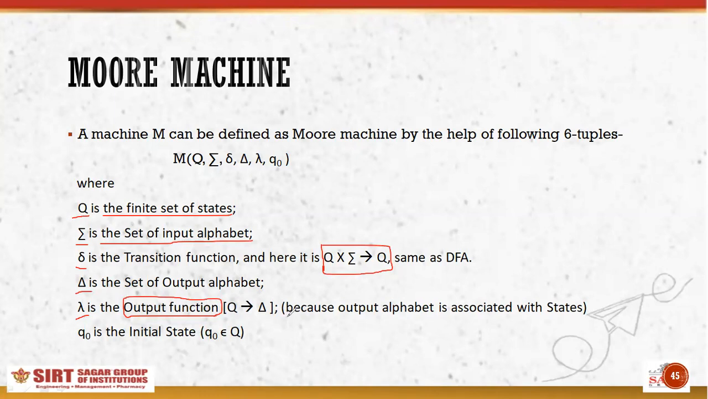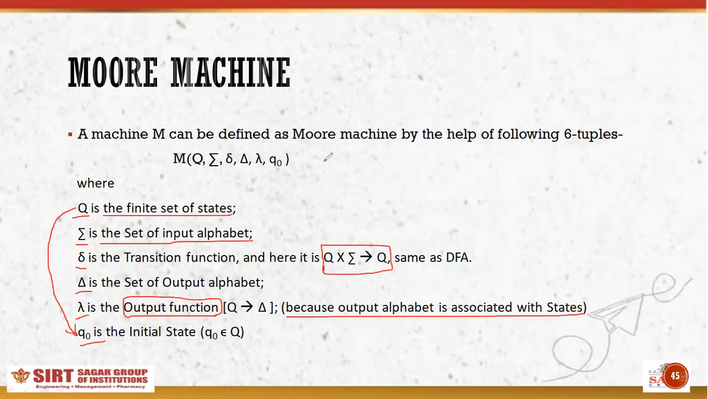So yeah, here I have written it in words also. Output alphabet is associated with states. So whenever Moore machine comes in your mind, you have to remember this line that output alphabet is associated with states. Okay. So that is why I have written here as Q maps to delta. That means delta, that is output alphabet, is associated with state. And lastly, Q naught is the initial state, as it was in the finite state machines we have studied in earlier lectures. And it is one of the states which has been picked up from this set Q.